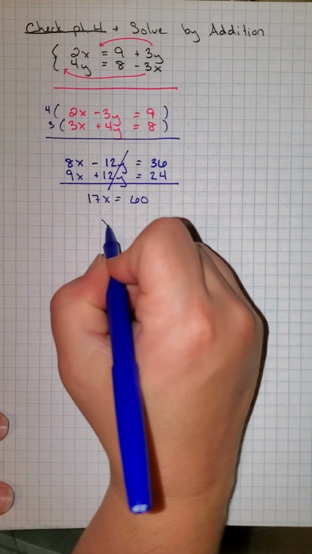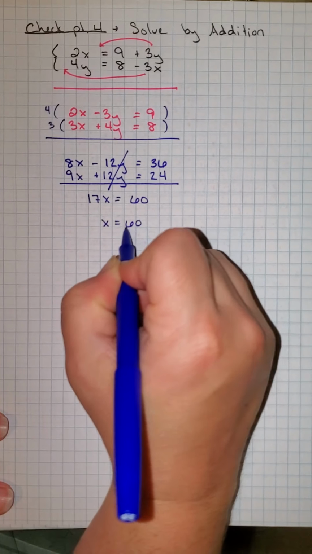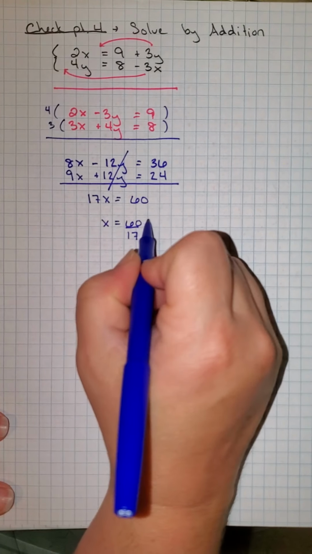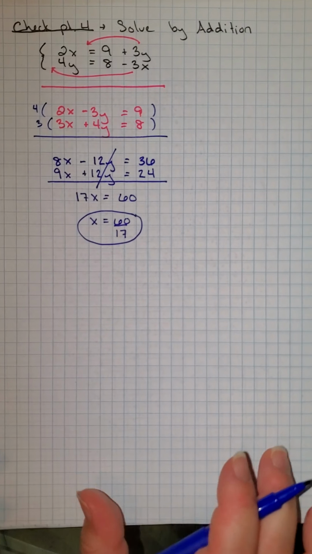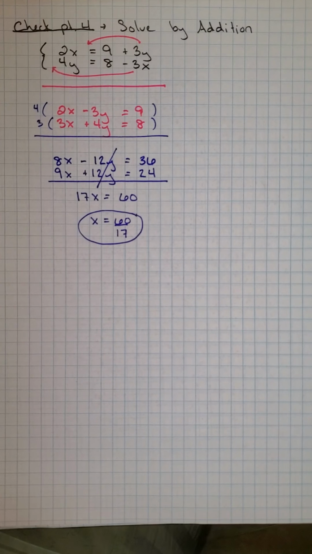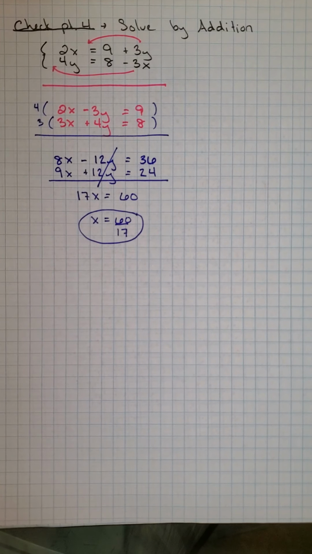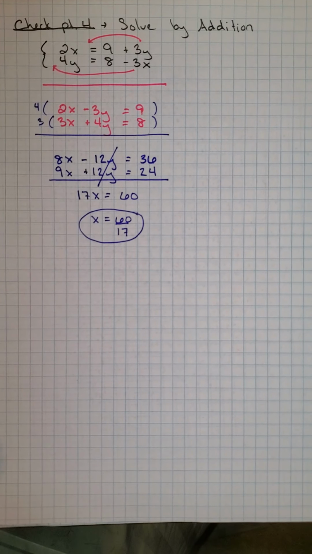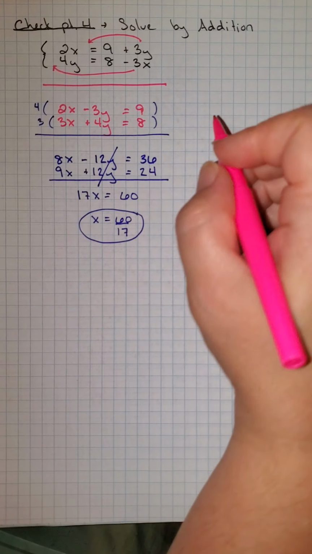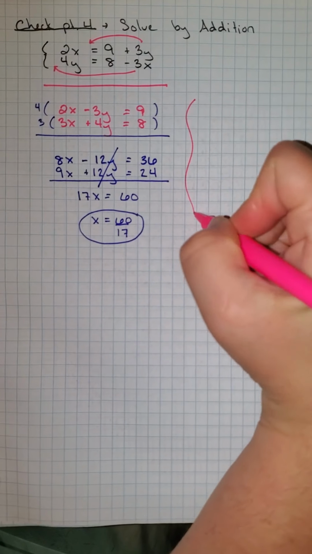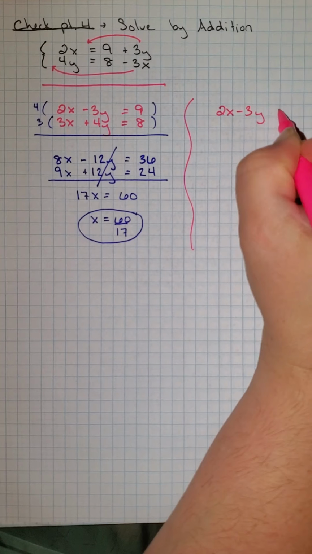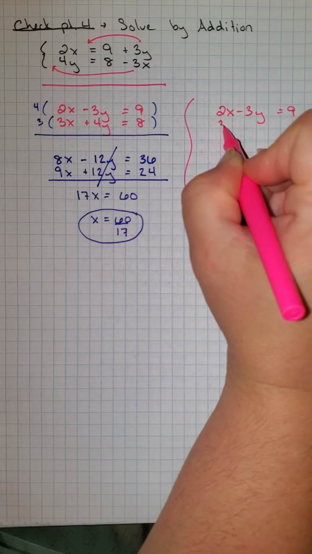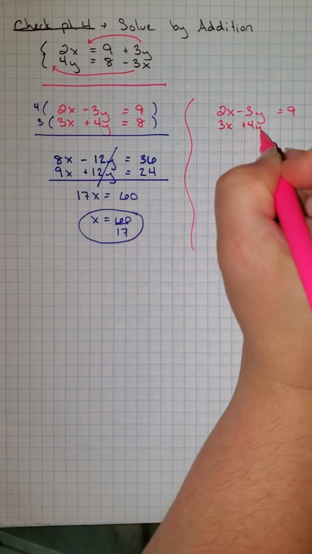Divide by 17, so x is really ugly. It's 60 over 17. So here's the thing with this problem: when I used to do this one, I used to plug it in and find my y. And there was a student who was like, why not just get rid of the other variable? I was like, oh, genius. So I go back to the 2x minus 3y equals 9, and the 3x plus 4y equals 8.